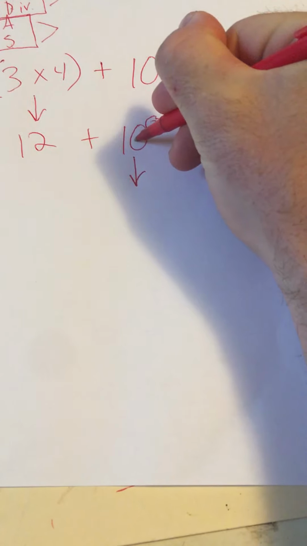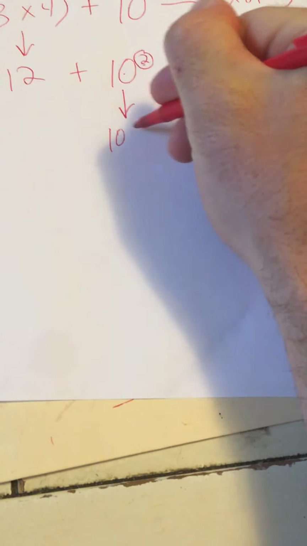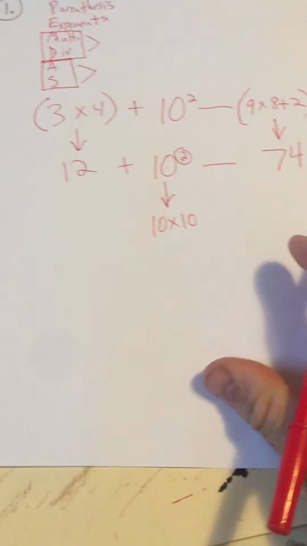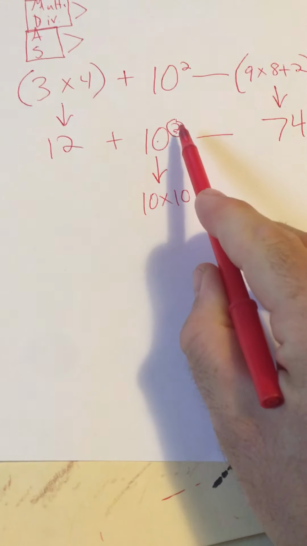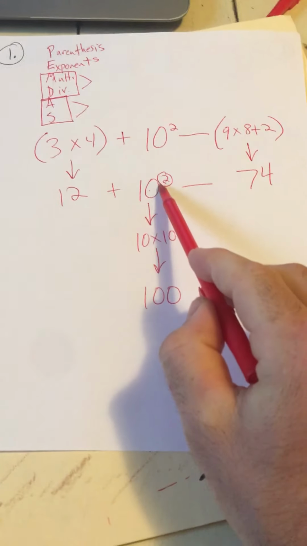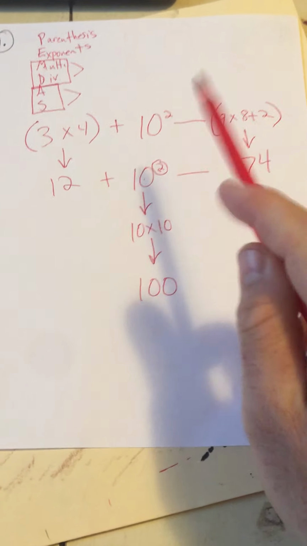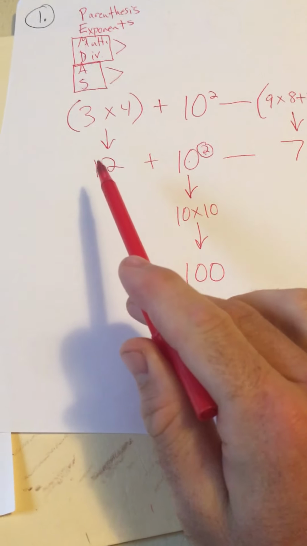So you're doing 10 times itself twice. So this is really 10 times 10. So 10 to the second power is 10 times 10, which is 100. Okay, so if you got confused there, I understand. I know that one kid who sent in their work early put 20 there, and that's where that person went wrong.